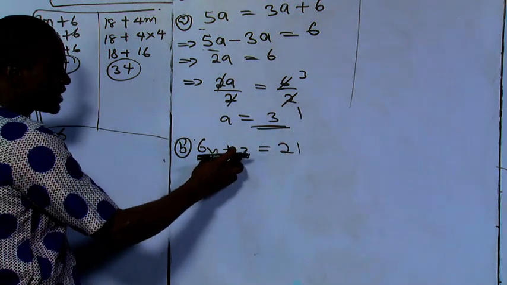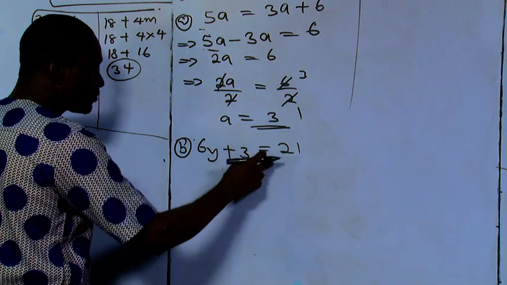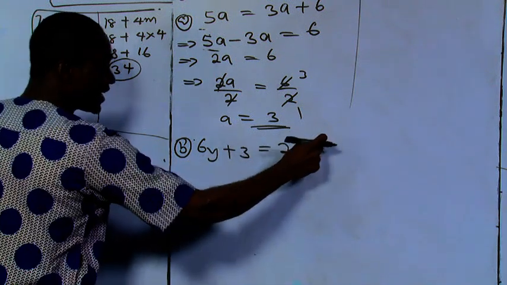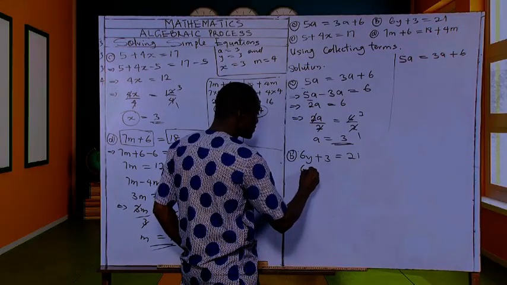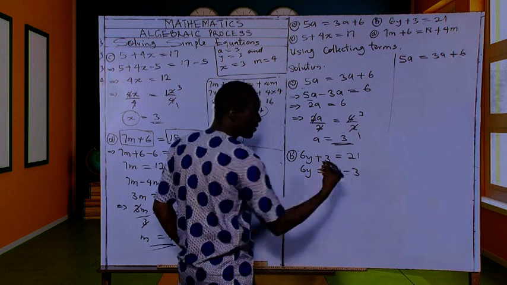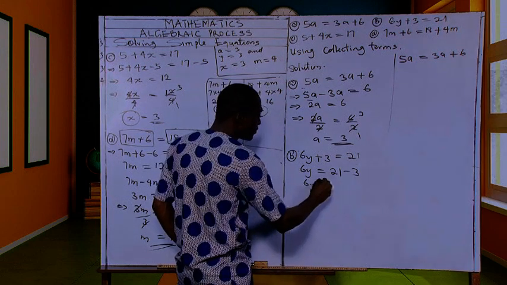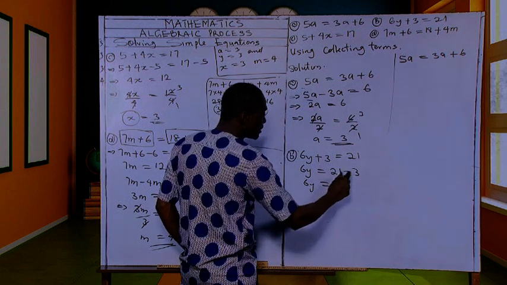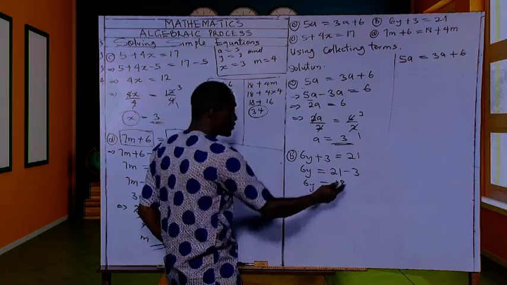So that means this 3 is going to cross this bridge. And when it crosses this bridge, it's not going to be plus 3 again, it's going to be minus 3. So we are going to have 6y equal to 21 minus 3. Okay? And 21 minus 3 will give us 18. So we have 6y equals 18.